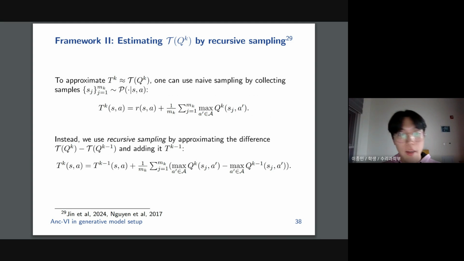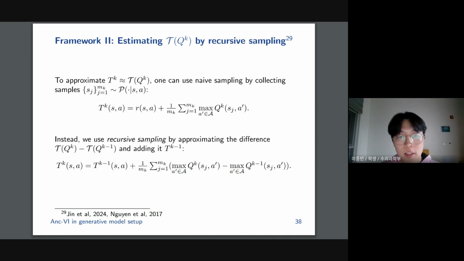Then let me keep going. The second part of the framework is recursive sampling. Here, I must clarify that this calligraphic T indicates the real Bellman operator. Now that we are in the sampling setup, it is impossible to calculate the Bellman operator exactly. So I'll denote the calligraphic T as the real Bellman operator, and just the normal T as our empirical Bellman operator.